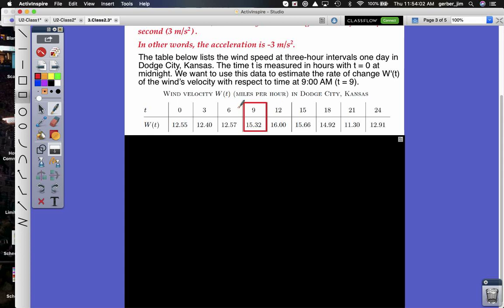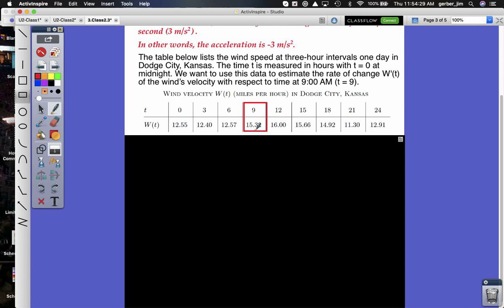And we have to be careful that we shouldn't assume that we're going from 12.57 to 15.32 in a nice straight line, increasing all the time. We don't know that. Maybe at 7 o'clock in the morning the speed was 20. It might have increased up to 20 and then decreased down here to 15.32. We really don't know. All we know is that at 6, the speed was 12.57 miles per hour, and at 9, the speed was 15.32 miles per hour.